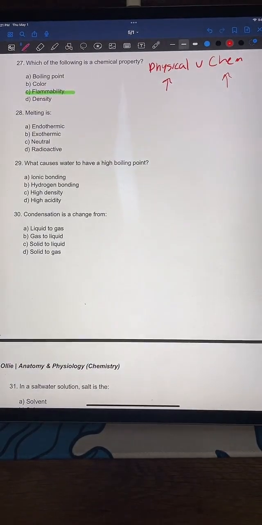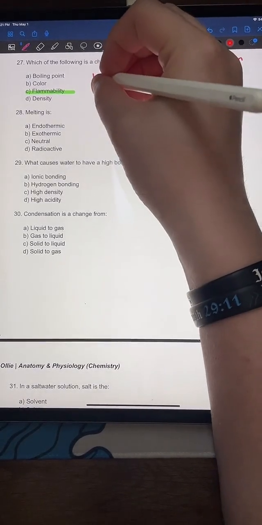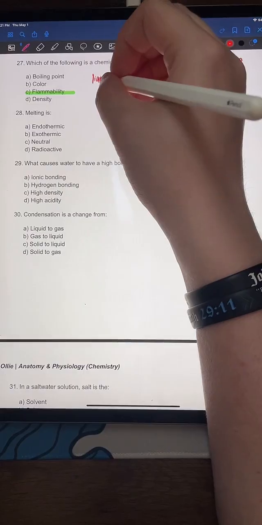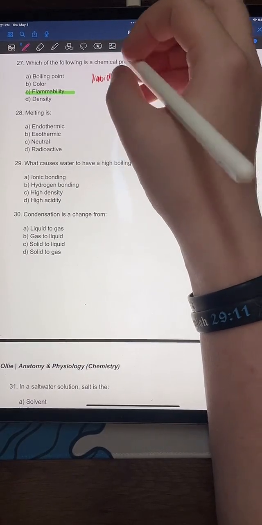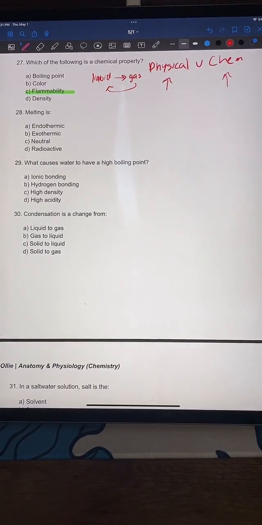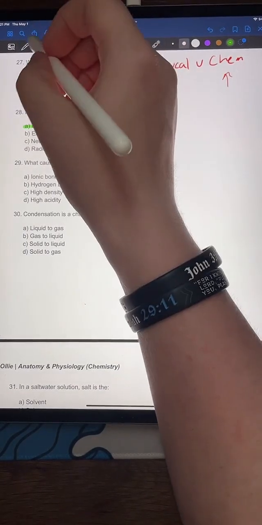Number 28, melting is, what do you have to do in terms of energy to melt something? Boiling point is a physical change. Yes, it is. Because you boil. So when you boil water, you're changing the state. So the liquid, you boil it, and some of it evaporates and becomes a gas. But again, you can decrease the temperature. But melting is A. It is endothermic.